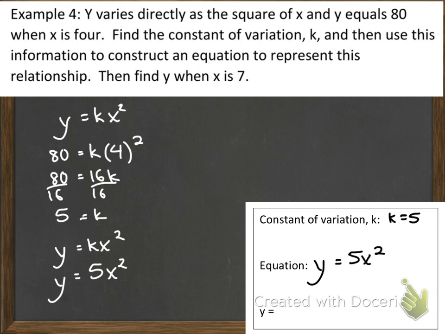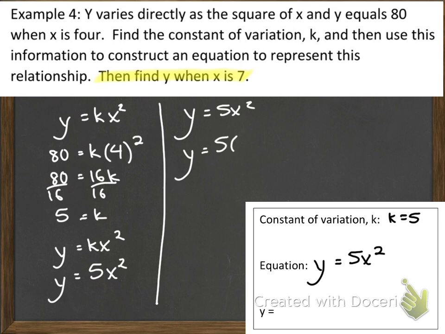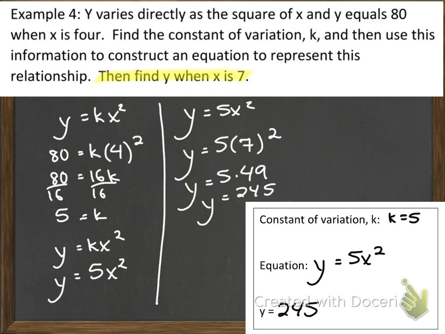All right, so now we can keep reading the problem. It says use this information to find y when x equals 7. So we have y equals 5x squared. Again, we build a little nest for our x. X is going to be 7. So we have 5 times 7 squared. Well, 7 squared is 49. So we find that y is equal to 245. So our final answer is y equals 245.